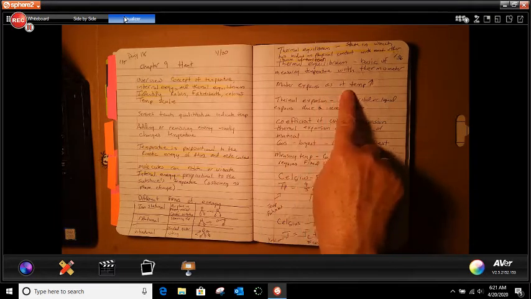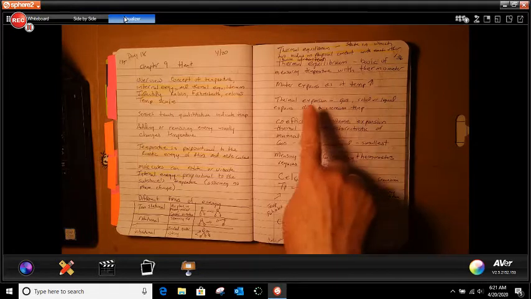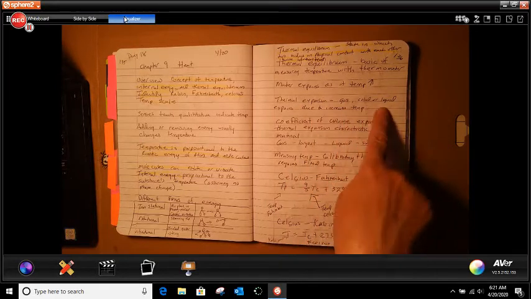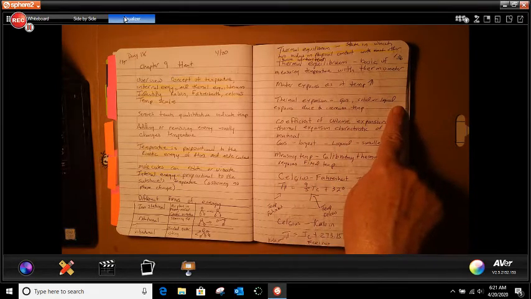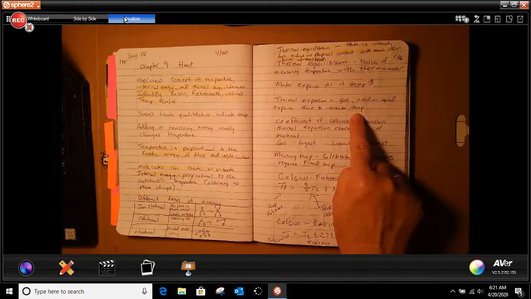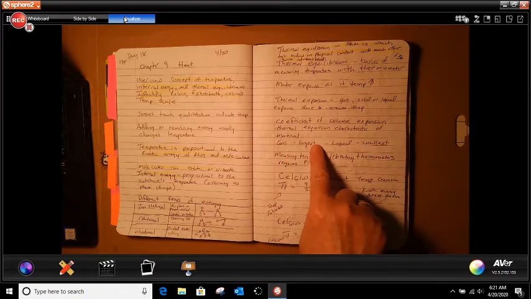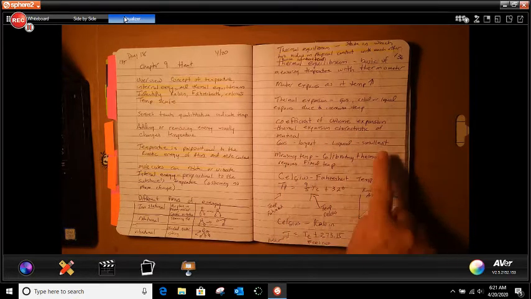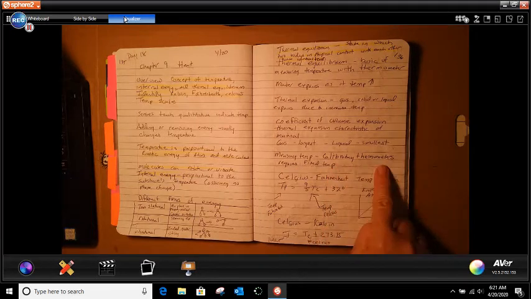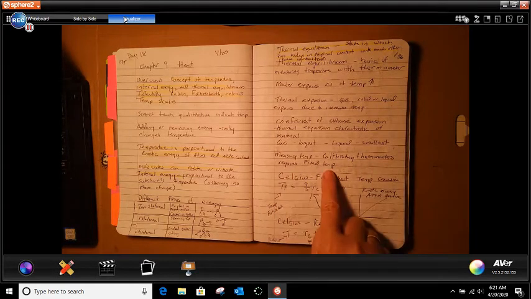Matter expands as its temperature goes up. Thermal expansion can be in a solid, liquid, or a gas due to the increasing temperature. They use what's called the coefficient of volume expansion, the thermal expansion characteristics of a material. Gases are larger, liquids are smaller. When you're measuring temperature, you have to calibrate your thermometer, requiring a fixed temperature.